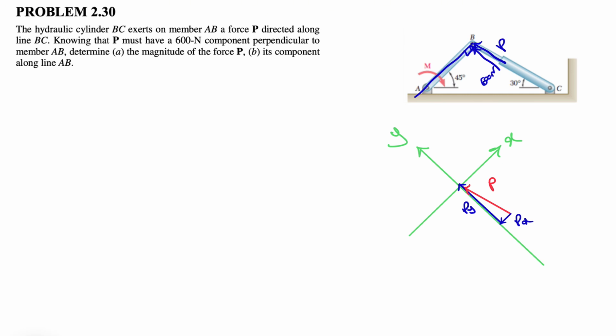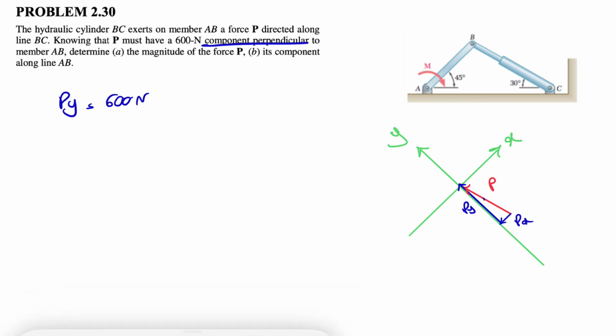along AB. So basically, the question is asking to break this force into two components, one parallel to AB and the other one perpendicular to AB. So I tried to draw these forces in this figure, and as we can see, if we define our x and y in this direction, y perpendicular to AB and x parallel, we know in this figure our Py is 600 Newton, which is the perpendicular component to AB.